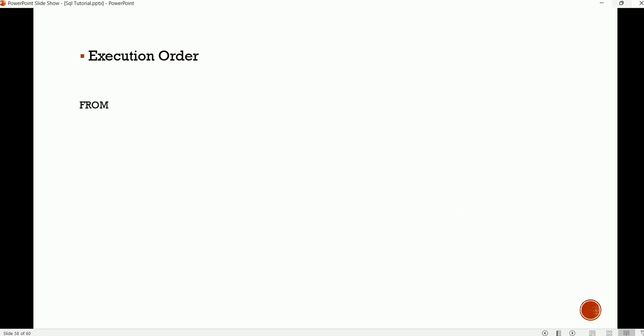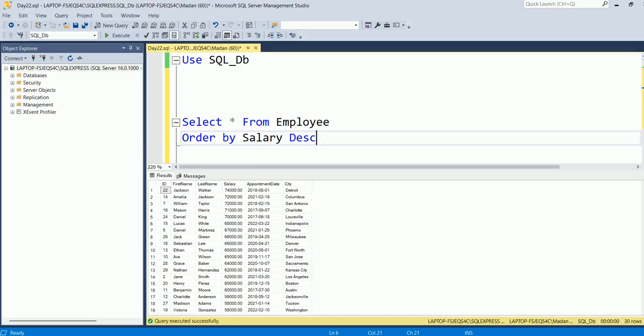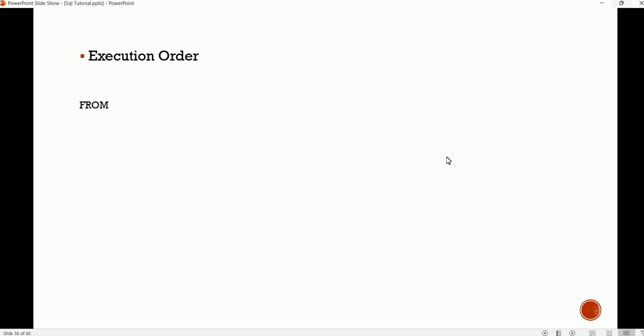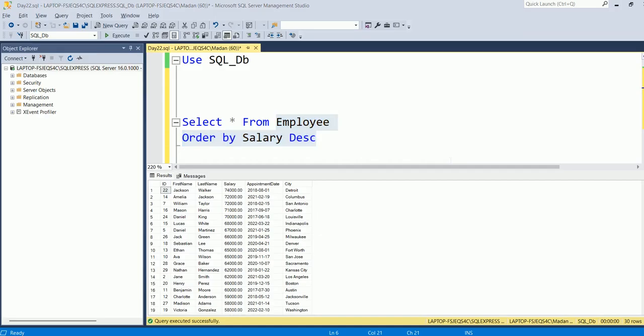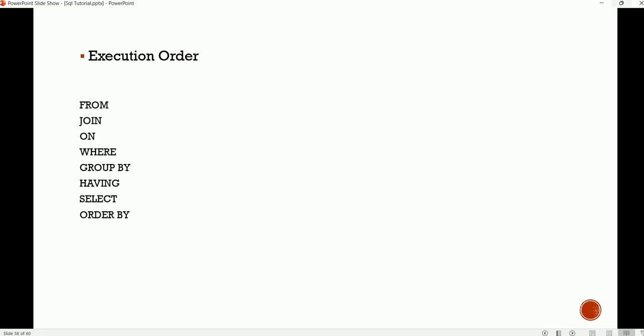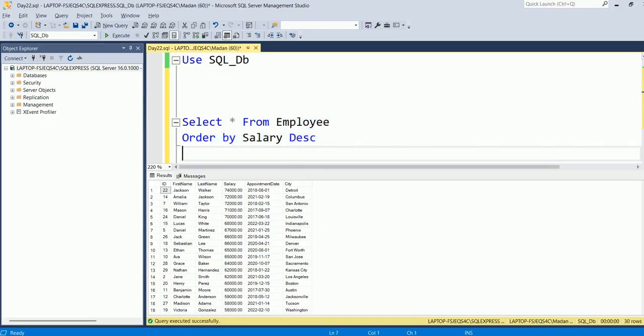First, whatever is written after the from will execute first. As soon as we run this query, whatever is written after the from executes first. Then join and on: if there are multiple tables, the join operations will execute internally. This all happens internally. Then the where filter, if involved, and then group by and having. And then select, order by, and the limit keyword.